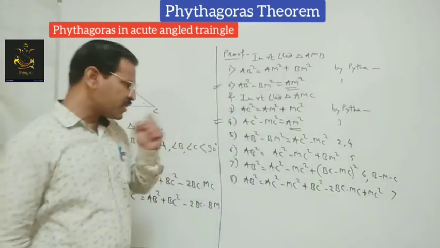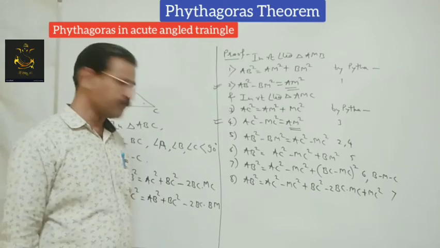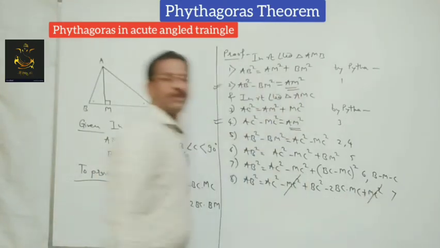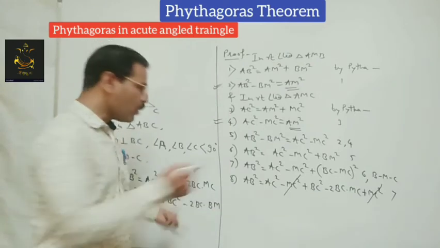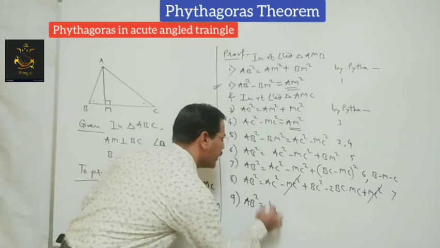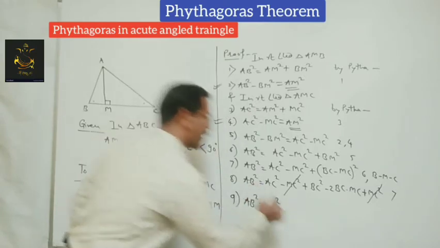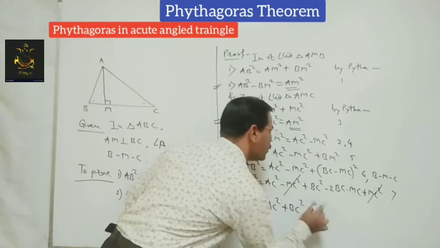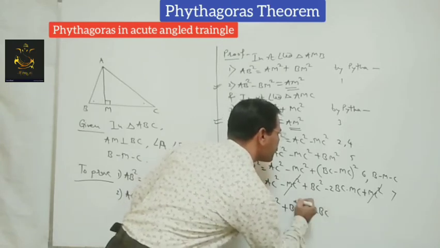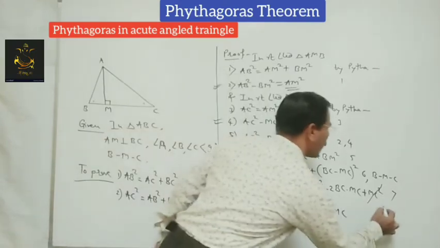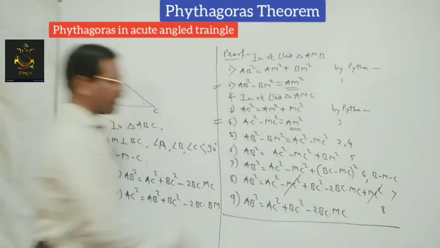Now just try to observe what we'll get here. Here it is minus MC square, here it is plus MC square. Both getting cancelled. Now what is the remaining part? Look here, AB square is equal to AC square plus BC square minus 2 BC into MC. This is from the 8th step, that is our proof.